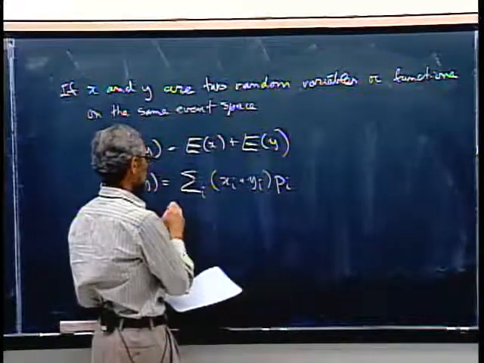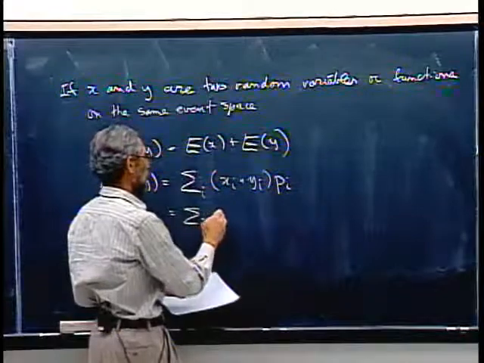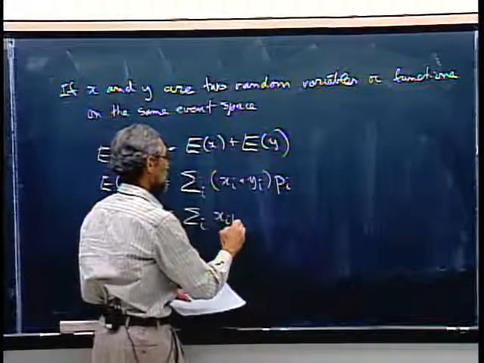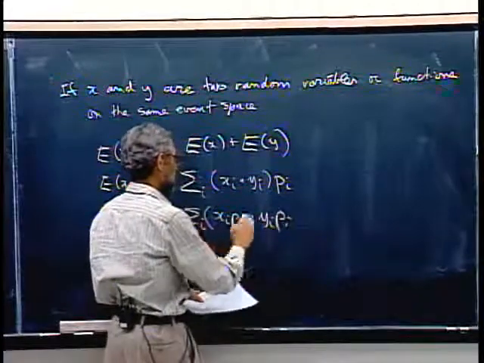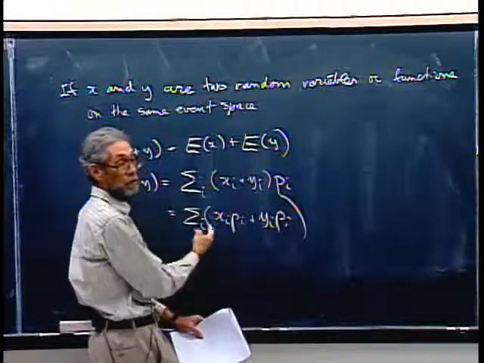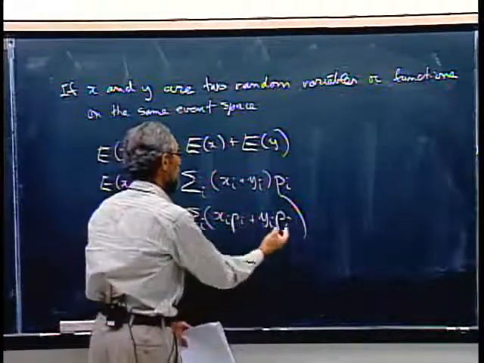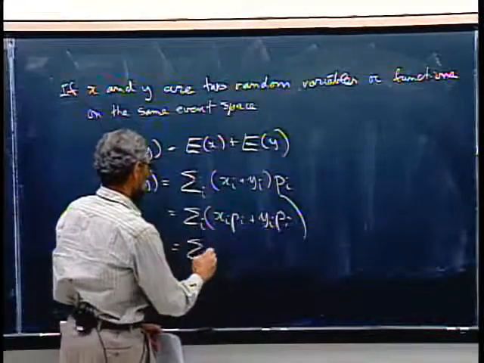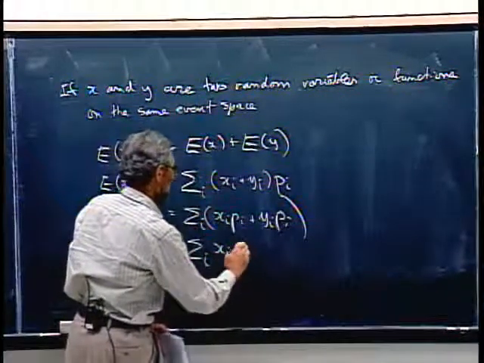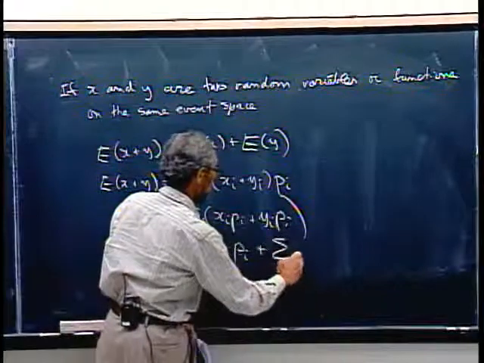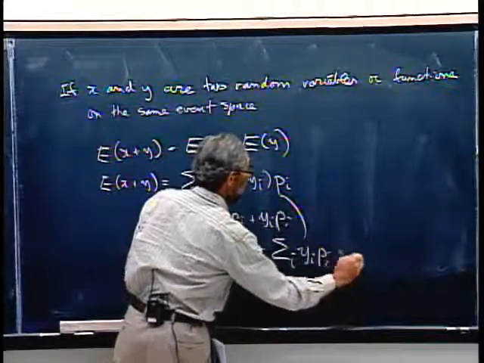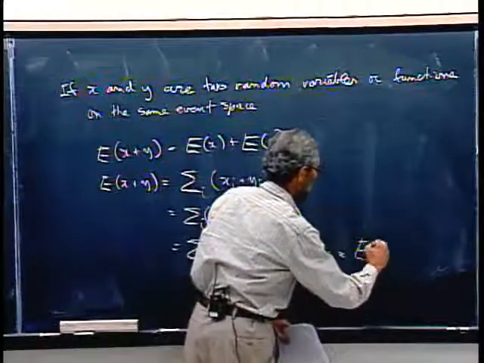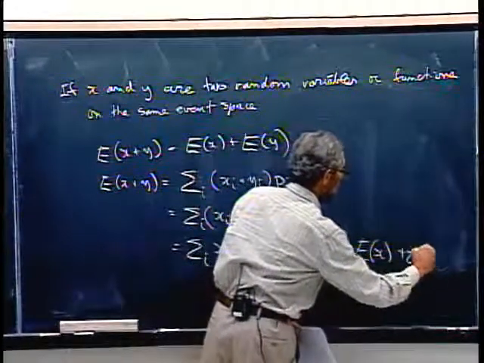And by the distributive law, this is the sum over i of xi pi plus yi pi. And I'm putting parentheses just to make sure this sum is over both of them. But then we can write this as two sums, plus the sum of all the second terms, yi pi. And that's the expectation of x plus the expectation of y.